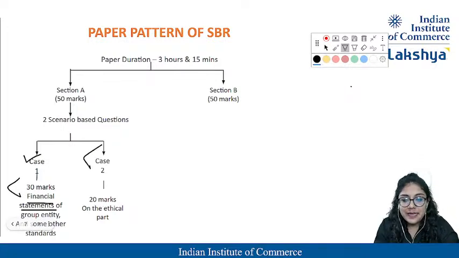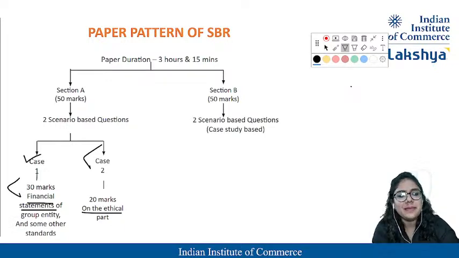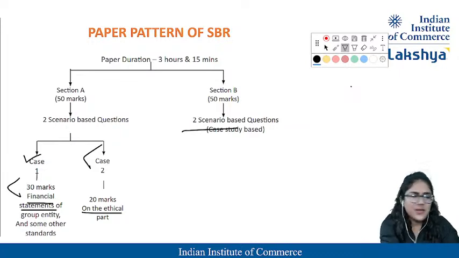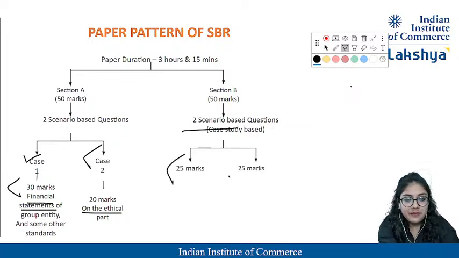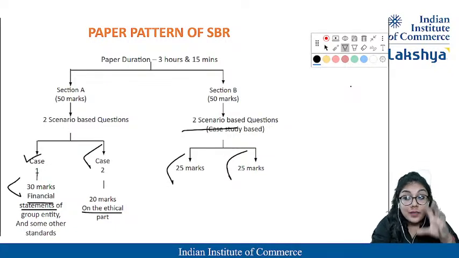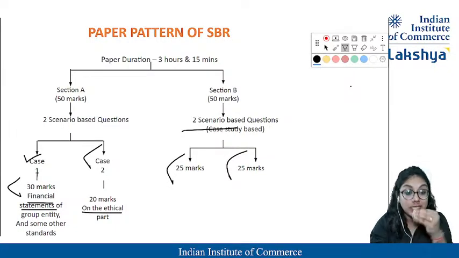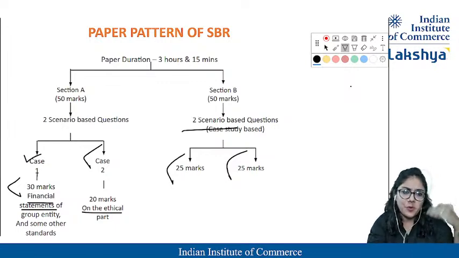And the second case scenario talks about the ethical part. Okay, what is in section B? In section B, there will be two case scenarios of 25 marks each. And in these 25 marks also, they'll now be giving an emphasis on the ratios, interpretation, and some normal standards.